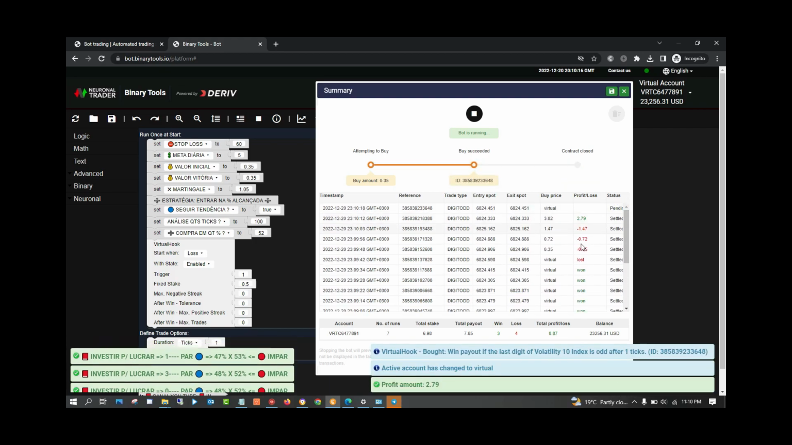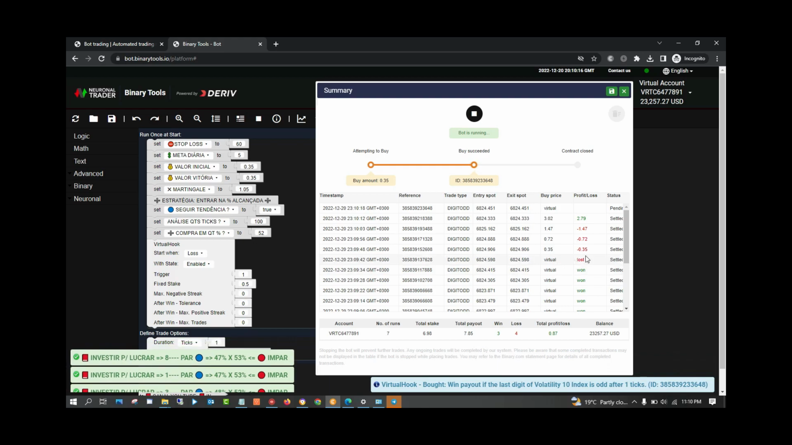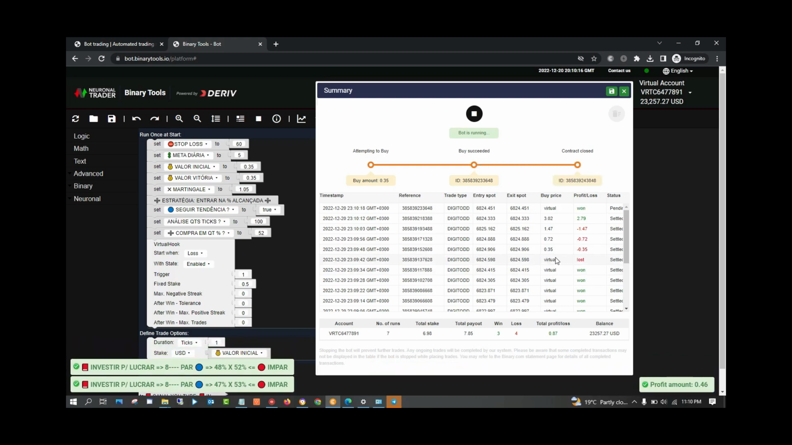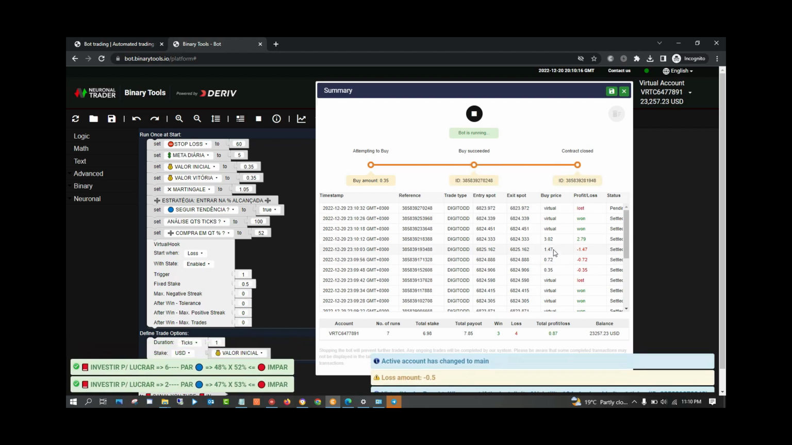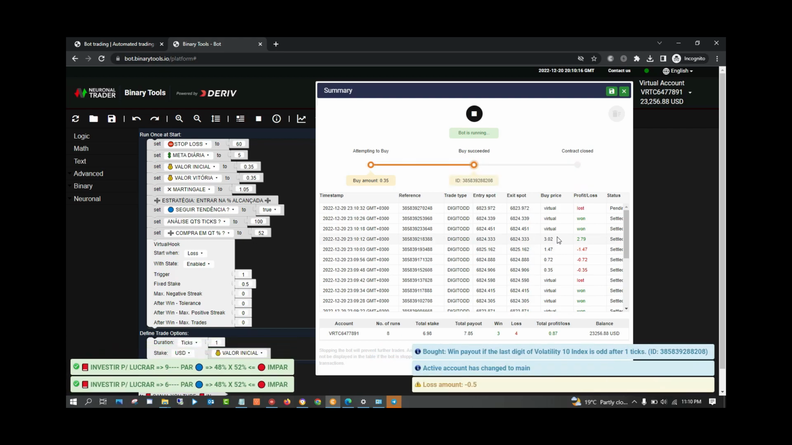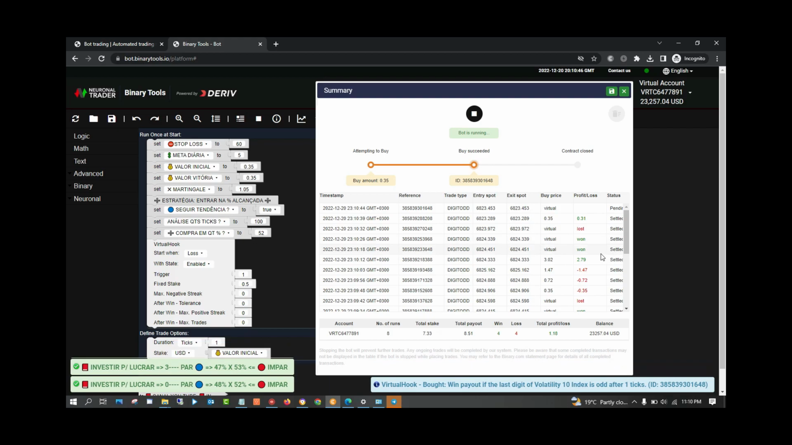And after wins on the virtual account, whenever it loses on a virtual account, it trades on a real account, okay? So when it loses on the real account, it doesn't go to virtual account. Now it runs the martingale of the real account first until we win the martingale, and then it goes to virtual account, as you can see here. So this is what is happening here.